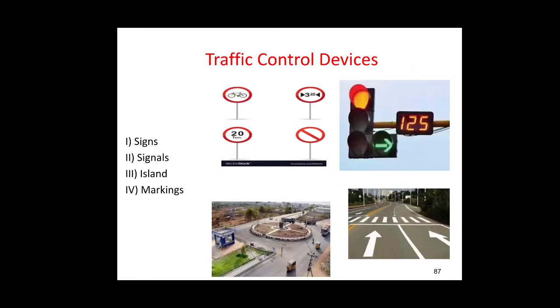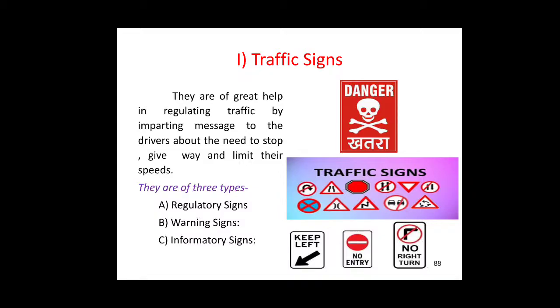In this session, we shall discuss the traffic control devices. The different devices which are used in order to control the traffic are, first, the signs; second, signals; third, the islands; and fourth, the markings on the road. The first are the traffic signs.